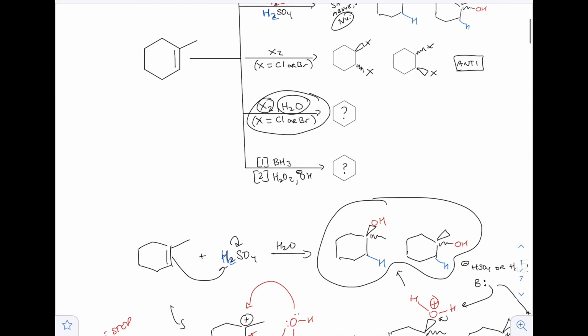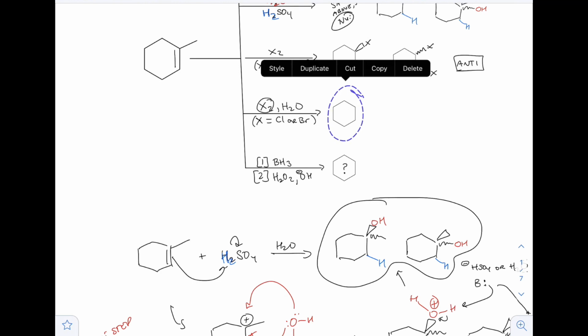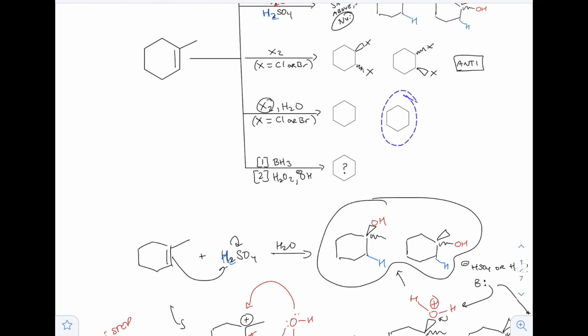Now, we get to fill out our chart. All right, so here we go. We've got our OH at the more substituted position and the X in the anti or trans position with respect to the OH, and then vice versa. That's it for that one.